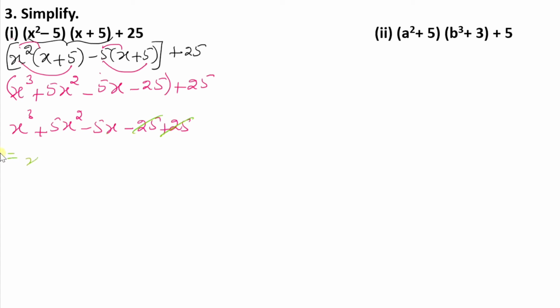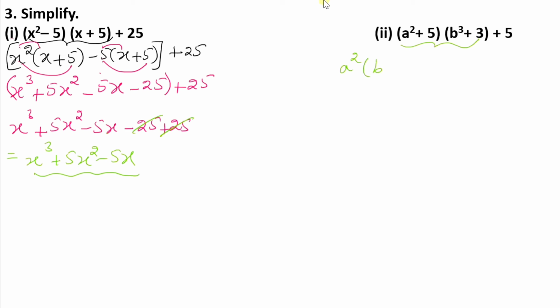And we will be left with x cube plus 5x square minus 5x. So this is how you should simplify the given algebraic expressions. Similarly, in the next sum, for this product you are adding 5, instead of 25 here, you are adding 5.